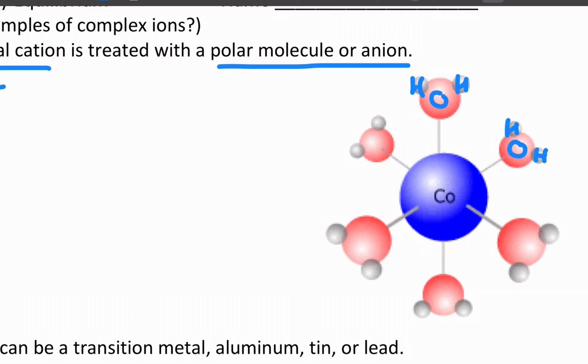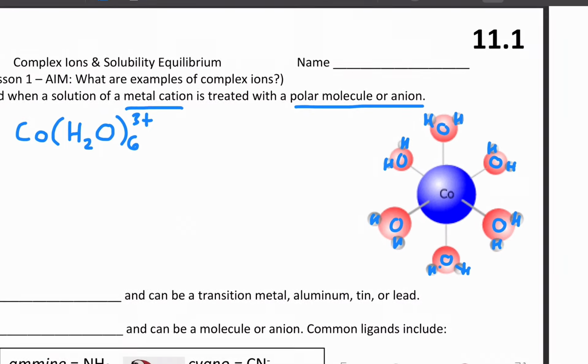So we've actually seen something like this in our acids bases unit when we looked at the hexaaqua aluminum ion. This is almost the same thing, just happens to be a cobalt ion. And you'll notice that it's the oxygens that are attached, forming bonds with the cobalt in the middle.